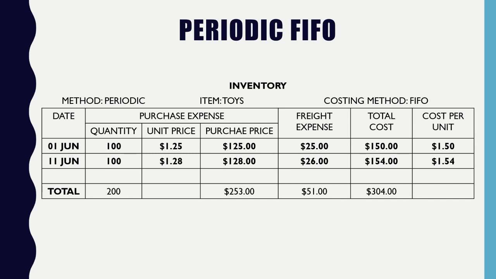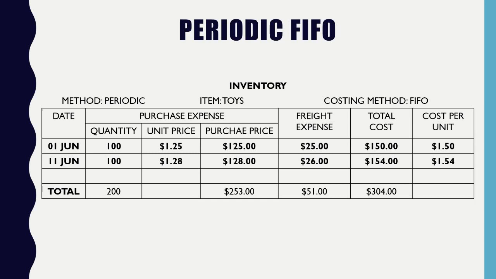And then, of course, I need to also add up my total purchase prices, right? So 125 plus 128 gives me a grand total of 253, plus my total freight, which is 25 plus 26 equals 51. And then, of course, my grand total cost is going to be $304, okay?